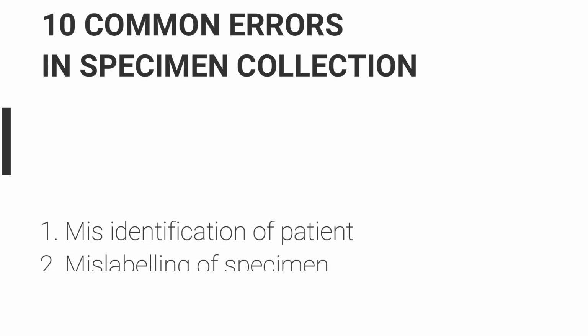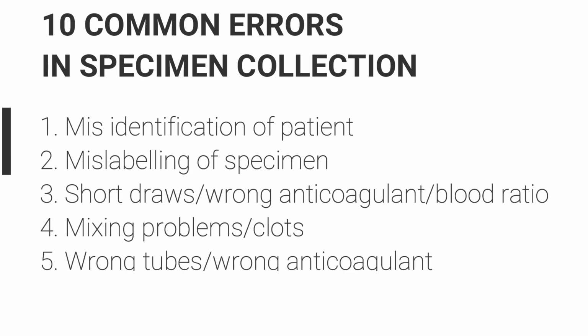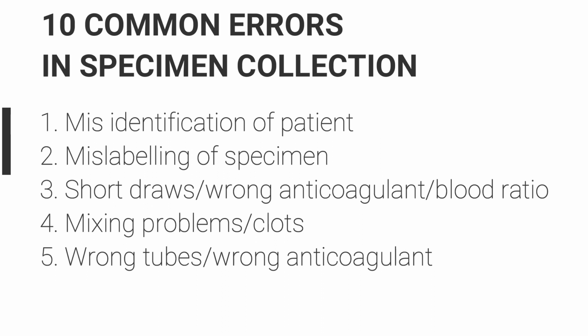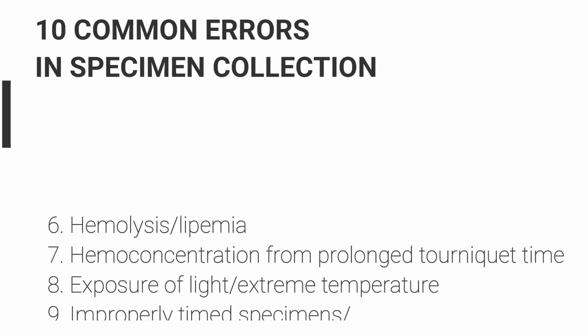Okay, so 10 common errors in specimen collection. What are the 10 common errors in specimen collections? Number 1 is misidentification of patient. Number 2, mislabeling of specimen. Number 3, short draws or wrong anticoagulant to blood ratio. Number 4, mixing problems or there's a clot in your blood collection. Number 5, wrong tubes or wrong anticoagulants. Number 6, hemolysis or lipemia. Number 7, hemoconcentration from prolonged tourniquet time.